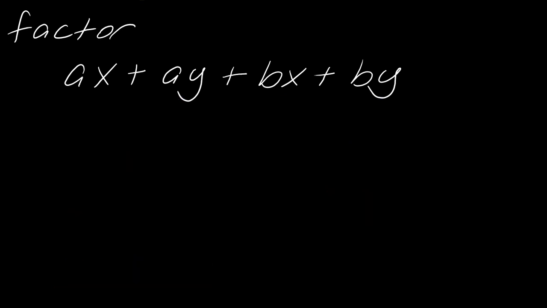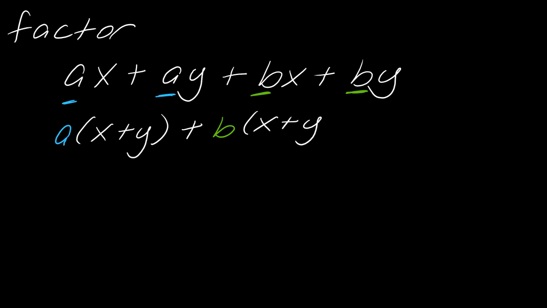So let's talk about how to actually do this. In the first 2 terms, I notice that both of them have an a in common, so I'm going to factor out that a. And in the second 2 terms, I say, oh, they've both got a b in common, so I'm going to factor out the b. Okay, and now forget about this line for a second. Just let your eyes look at this.